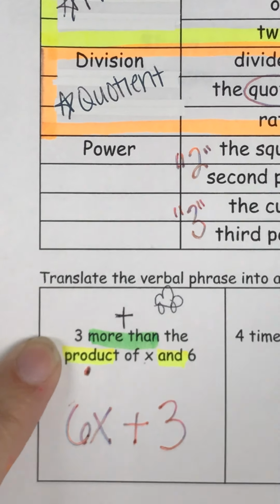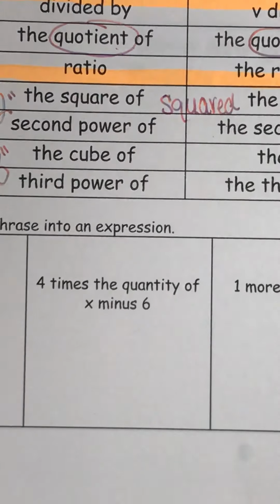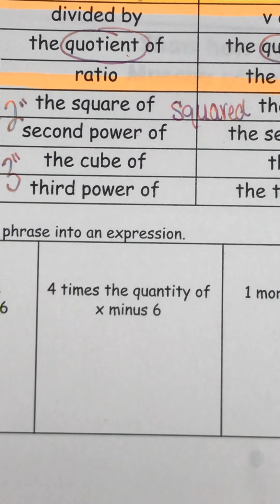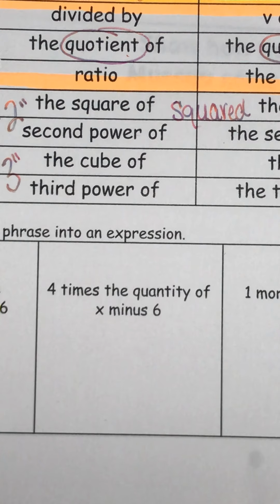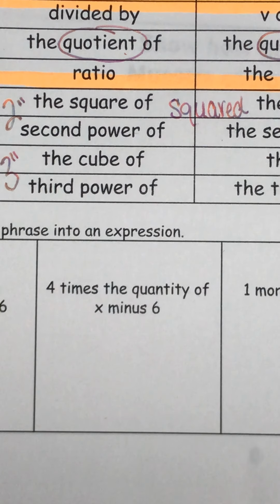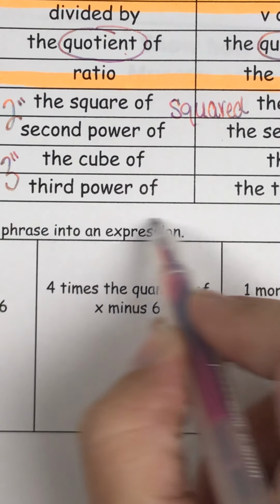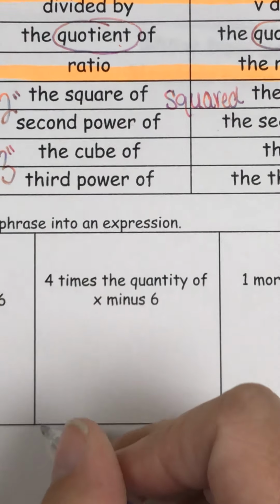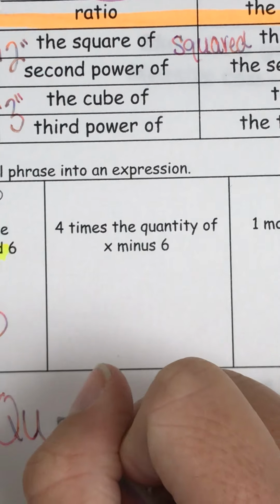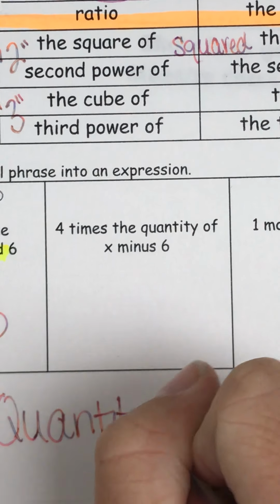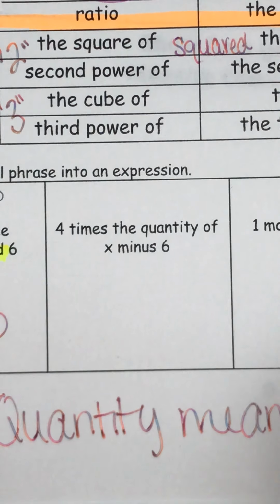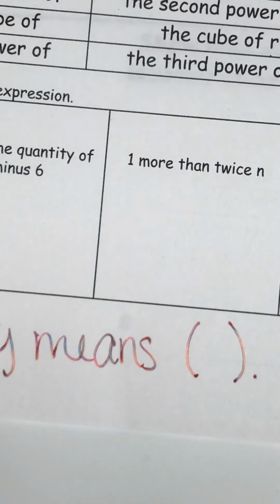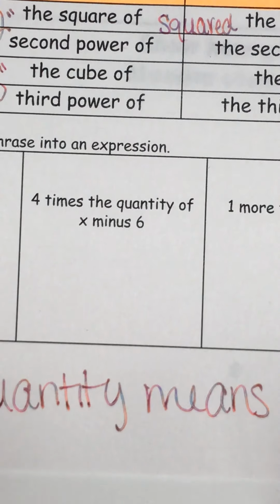Okay? The next one is 4 times the quantity of x minus 6. Now on the notes that I uploaded, it has a little saying right here, but I'm going to write it down here. Quantity means to use parentheses. So quantity means to use parentheses anytime you see that word.